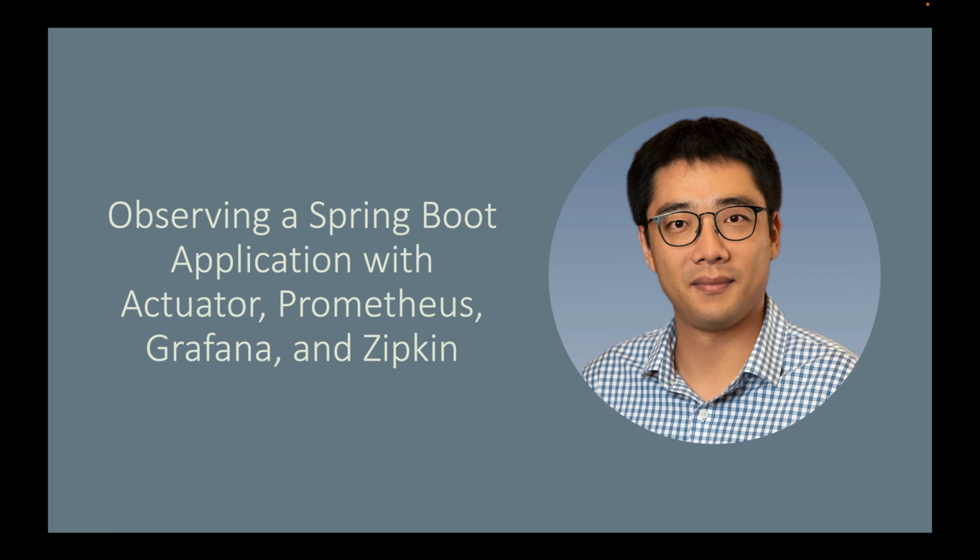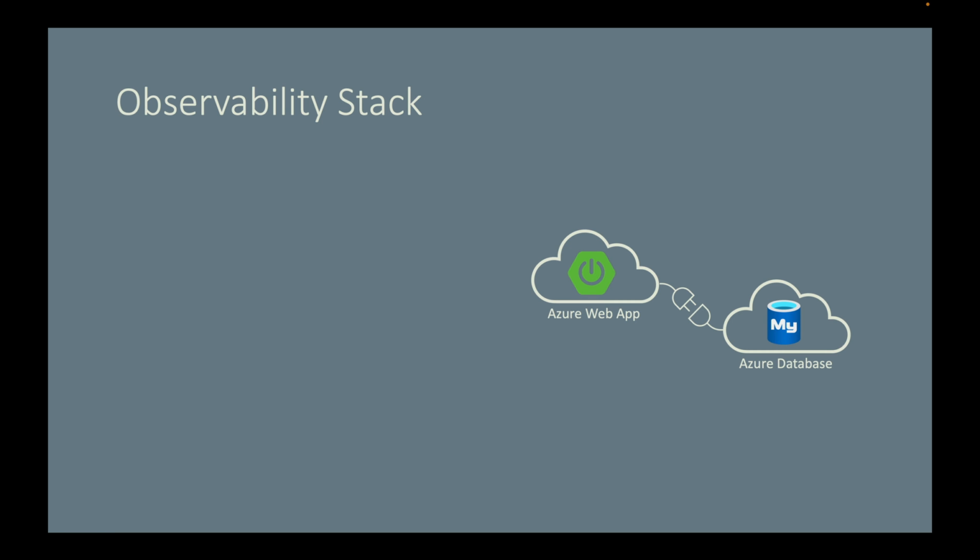Here we go. Our Spring Boot application with Actuator will expose metrics through this /actuator/prometheus endpoint. So what is Prometheus? Prometheus is an open source monitoring system that collects metrics from configured targets, in this case, our Spring Boot application. Prometheus periodically scrapes the metrics through this /actuator/prometheus endpoint and stores them in its time series database.